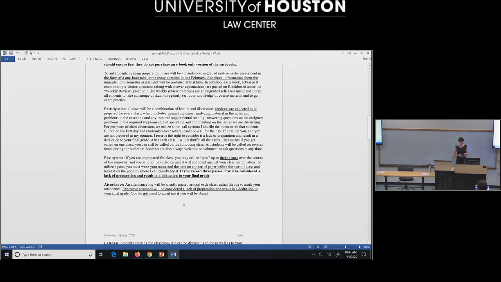We utilize the on-call system. I'll be using those cards not just to put names to faces, but also as a way that I keep a matrix, and I shuffle them, and then use those as a way to call on students for the day. And so multiple students will be called on every day.